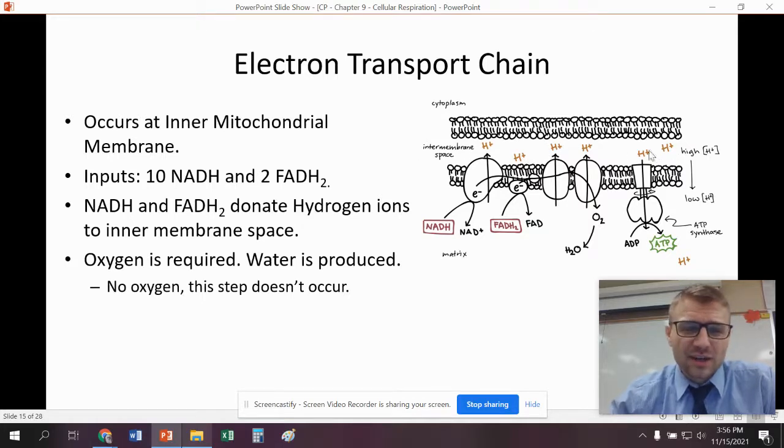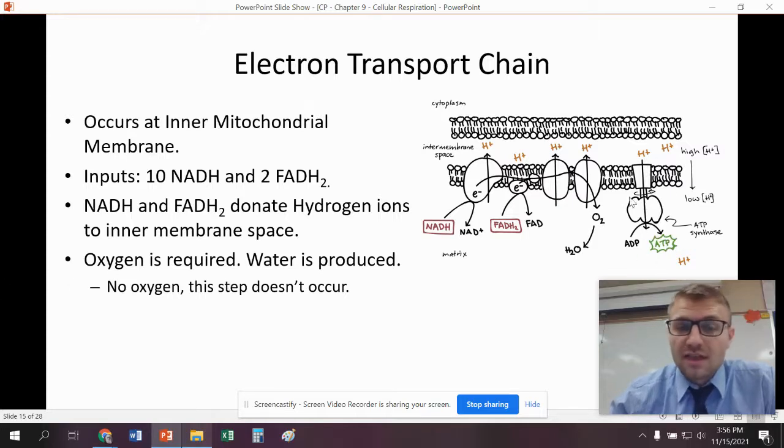What that does is it creates a high concentration of hydrogen ions here and a low concentration of hydrogen ions here. So in the intermembrane space, we have a lot of hydrogen ions. In the matrix, we don't have a lot of hydrogen ions. That creates a concentration gradient of high and low concentrations between the intermembrane space and the matrix. What happens at this step specifically is ATP synthase is going to make ATP. And I'm going to explain that next.